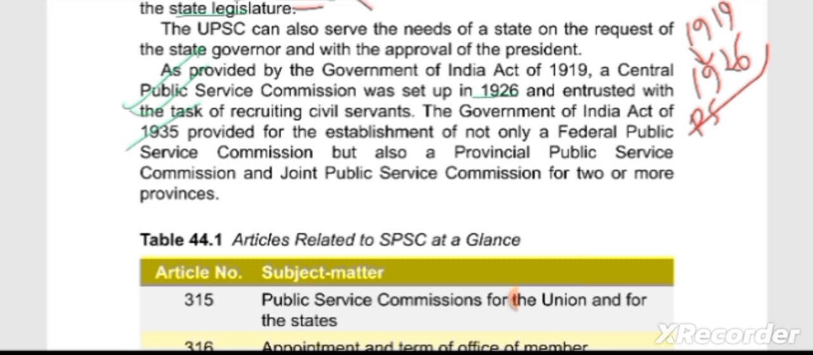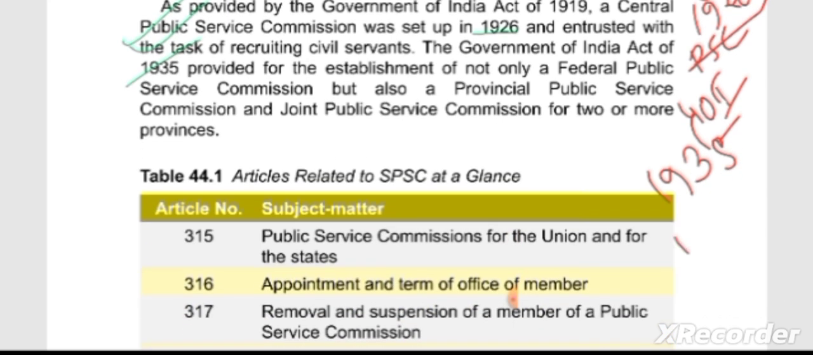Government of India Act 1935, which has given the federal Supreme Court and the Federal Public Service Commission; these are coming under this.